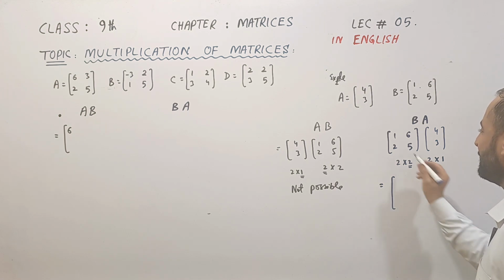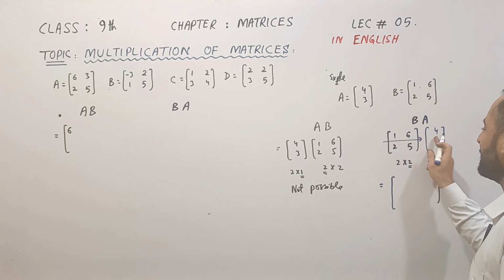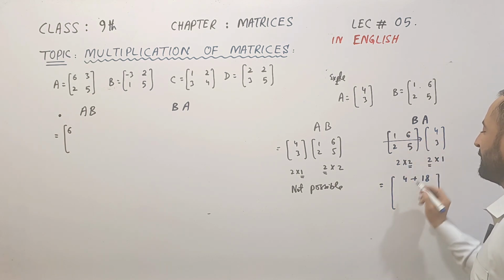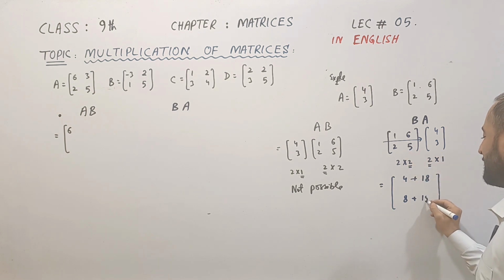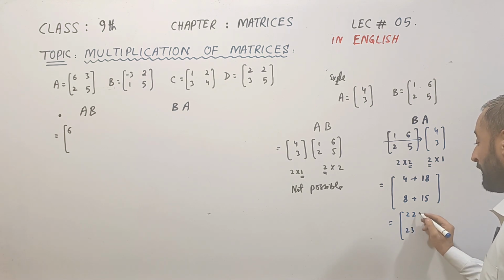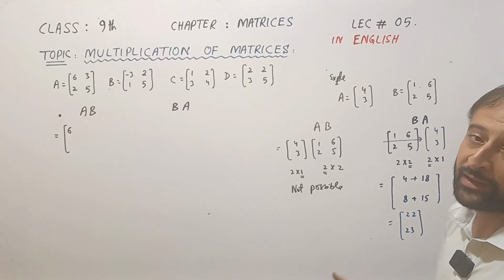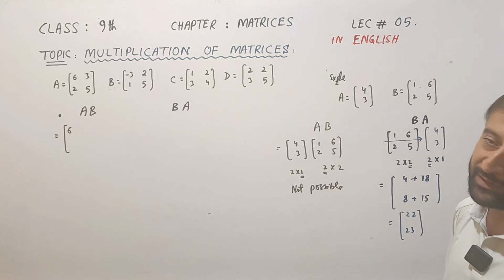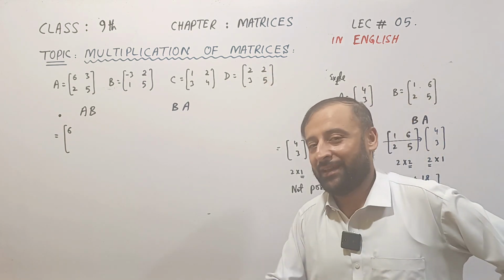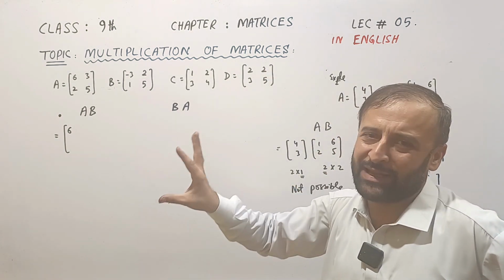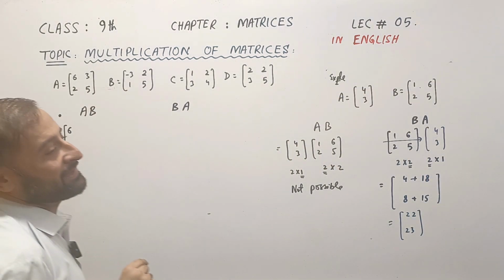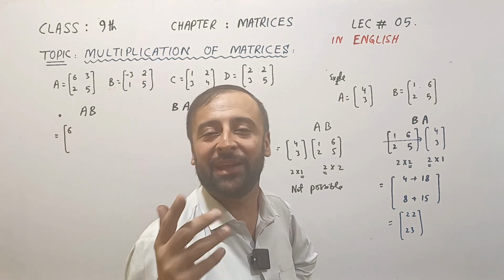And if you multiply them, first row multiplied with first column, 1 multiplied by 4, 4, 6 multiplied by 3, 18. Second row, first column, 2 multiplied by 4, 8, 5 multiplied by 3, 15. It is 22 and it is 23. So one problem is this. Maybe it's possible that AB can't be multiplied and BA can be multiplied. The second problem is maybe both are possible. When will this happen? For example, if they have the same sizes. AB will be possible, BA will be possible, but the problem is that there is a 99% chance that they will not be equal.